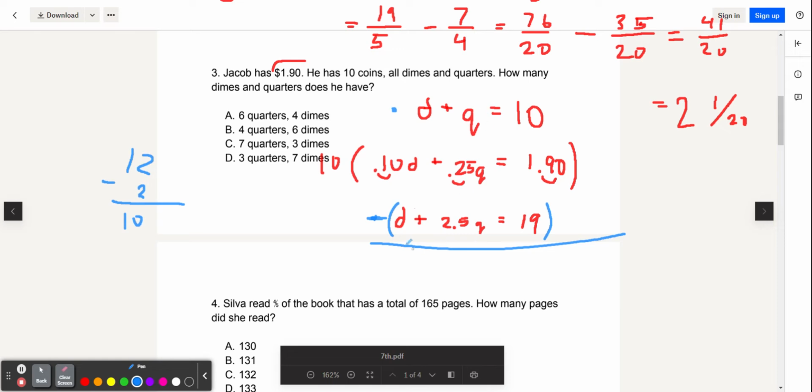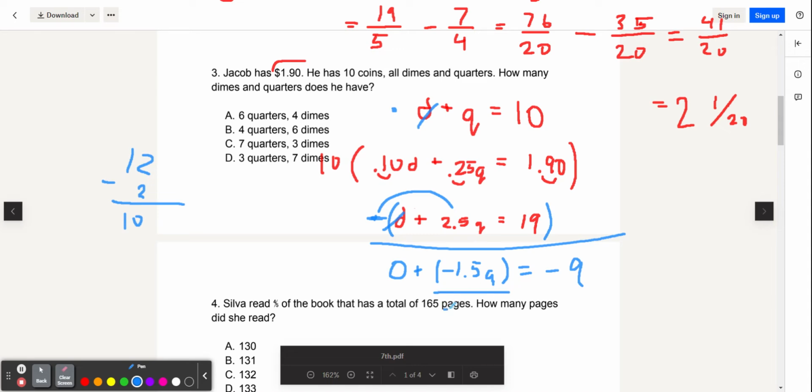D plus Q minus the quantity D plus 2.5Q is, well, the D's cancel out, right? Because D minus D is 0. And then Q minus 2.5Q, remember this distributes, is what? Negative 1.5Q. Then, on the right side, 10 minus 19 is negative 9. Now, we solve for Q.